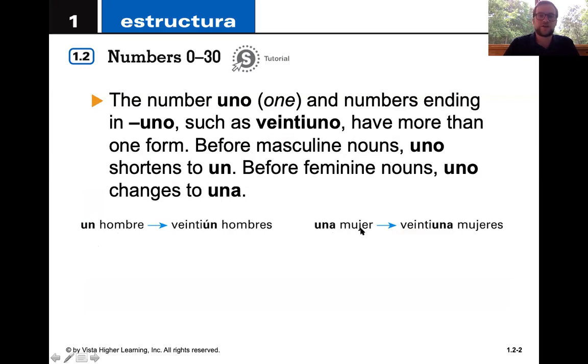Una mujer. We're not saying "uno mujer", right? We're gendering that, using it essentially as an indefinite article. A woman, right? Una mujer. Then we have veintiuna mujeres. Muy bien. So you have to know if the noun is feminine or masculine to be able to modify for veintiún, treinta y un, and en uno.